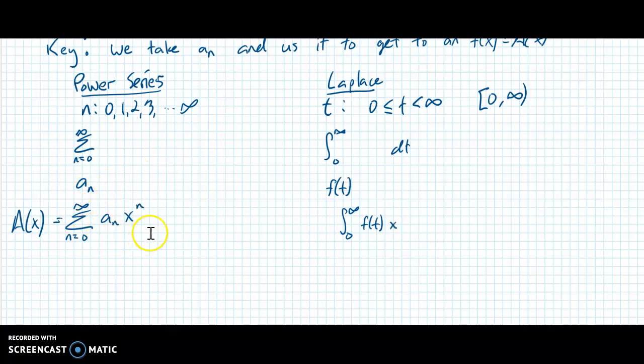Write x, and then, is it an n? No, remember, the n here got replaced with a t. So I'm going to write x to the t. And we're integrating with respect to t, so I wrote a dt. Why is that? Because the 0 and the infinity, they're t values.